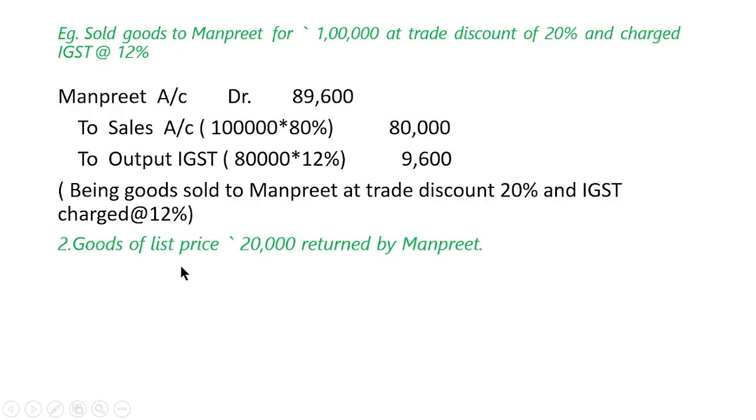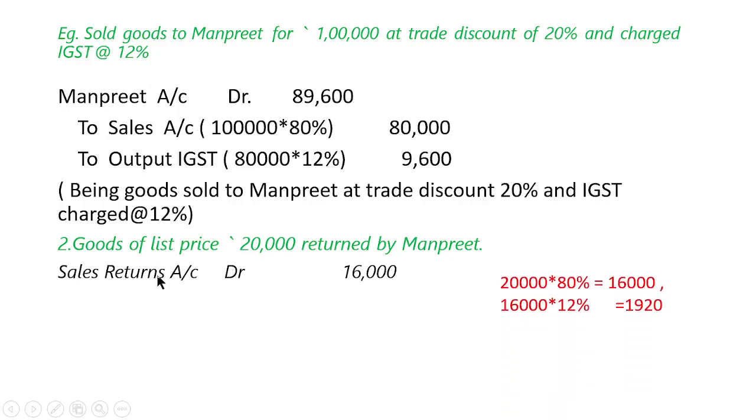Next is goods of list price 20,000 returned by Manpreet. Out of these goods, 20,000 worth goods returned by him. So it is sales return account. List price 20,000 means the gross amount was 20,000. So after deducting discount, the recorded price was 16,000. So sales return is 16,000 debit. Sales is credit, so sales return is debit. How is it calculated? 20,000 into 80%, 16,000.